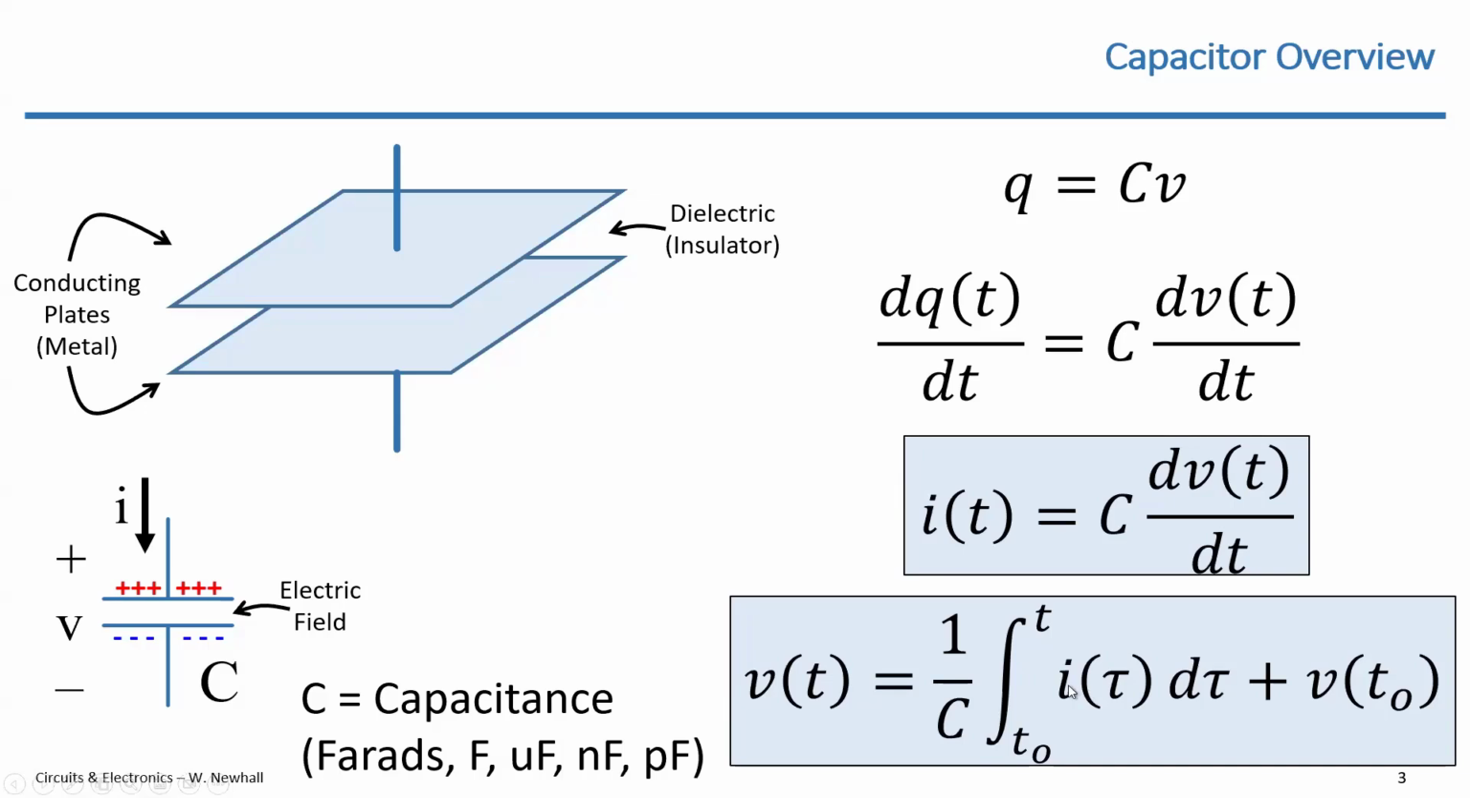So I'm going to integrate current from some past time to the present time, multiply by 1 over C, and then add in the voltage at that initial time. Okay, we'll take a look at that.